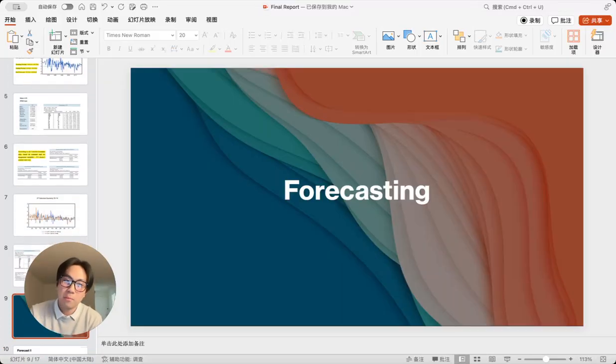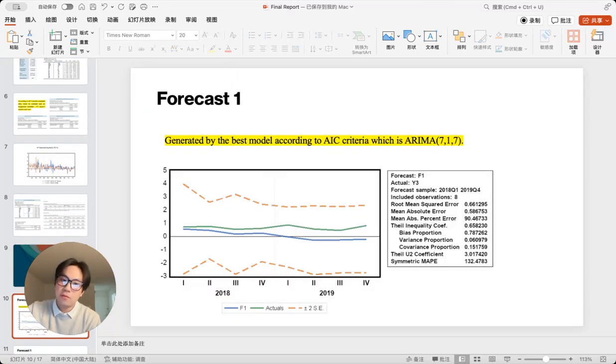Now let's move to the second part, which is the most significant part, forecasting. The first forecast is generated by the best model according to the AIC criterion, and the model is ARIMA 717. Here's the plot of the forecast for the testing period. We can see that the model produces an overly smooth forecast that misses the short-term fluctuation in GDP growth, and its high RMSE, which is nearly 87% of the sample mean, indicates weak predictive performance with errors nearly as large as the actual data.